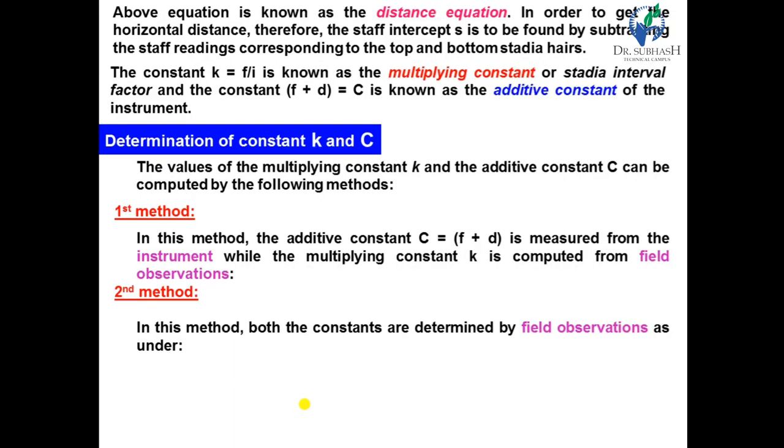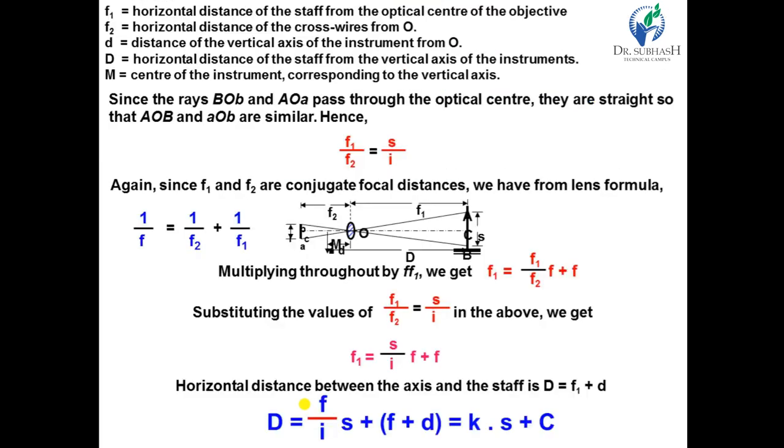Now we are further simplifying our formula. To simplify it, we take the terms F upon I equal to K and F plus d equal to C. These are the two constants. These constants are the same for all phenomena during the measurement process.